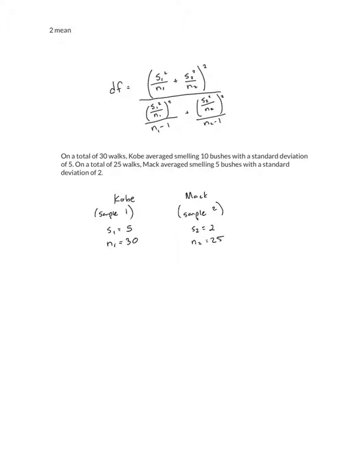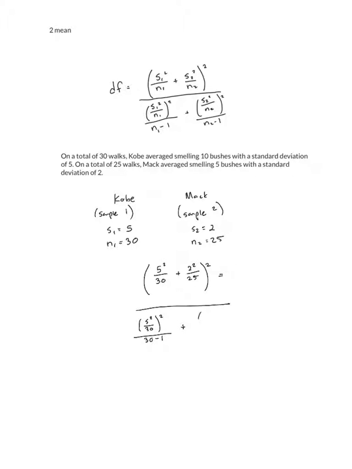So what I'm going to do is plug everything in here. I notice that I have 5 squared over 30 plus 2 squared over 25, all squared. Now if I'm plugging this into a calculator, I'd find this value and write it on the side here. Next, I'm going to find the bottom values. That is, I take S1, so that's 5 squared over 30, and I'd square that and divide it by n1 minus 1, which is 30 minus 1.